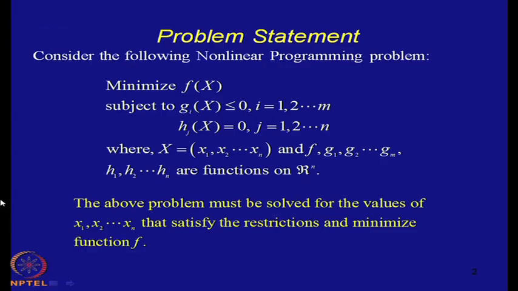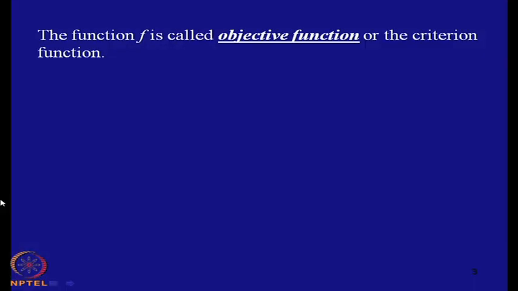That is why the objective function is also named the criterion function, and as I showed you, this objective function is a nonlinear function of n decision variables. Not only that, the functions g and h are all nonlinear functions on R^n. That is why we call this kind of optimization problem a nonlinear programming problem. Now, f is our objective function or criterion function.